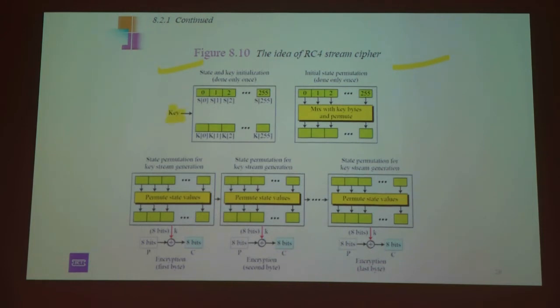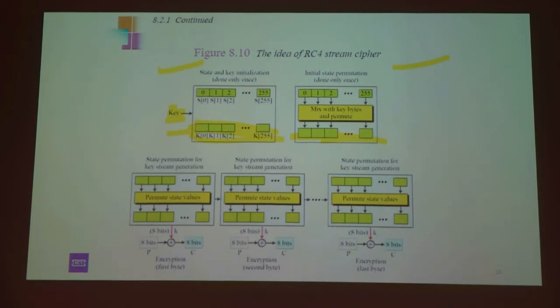From the input key, how many keys are we going to create? 256 keys, right? The first key for the first byte, the second key for the next byte. So from the key you're going to generate 256 bytes. You mix the key, and anyway, you're going to generate 256 keys, right? And the process is very simple.